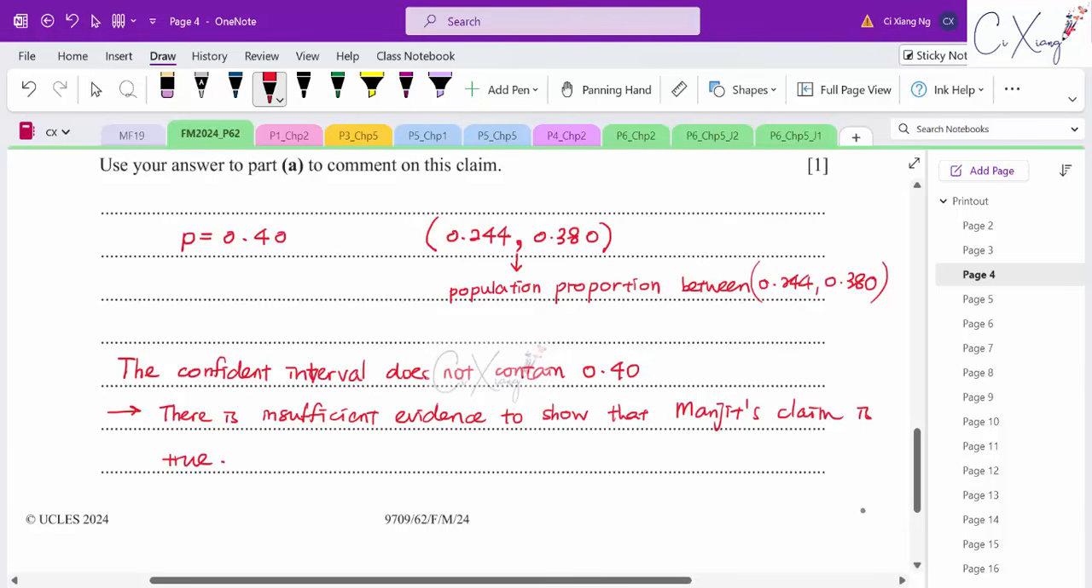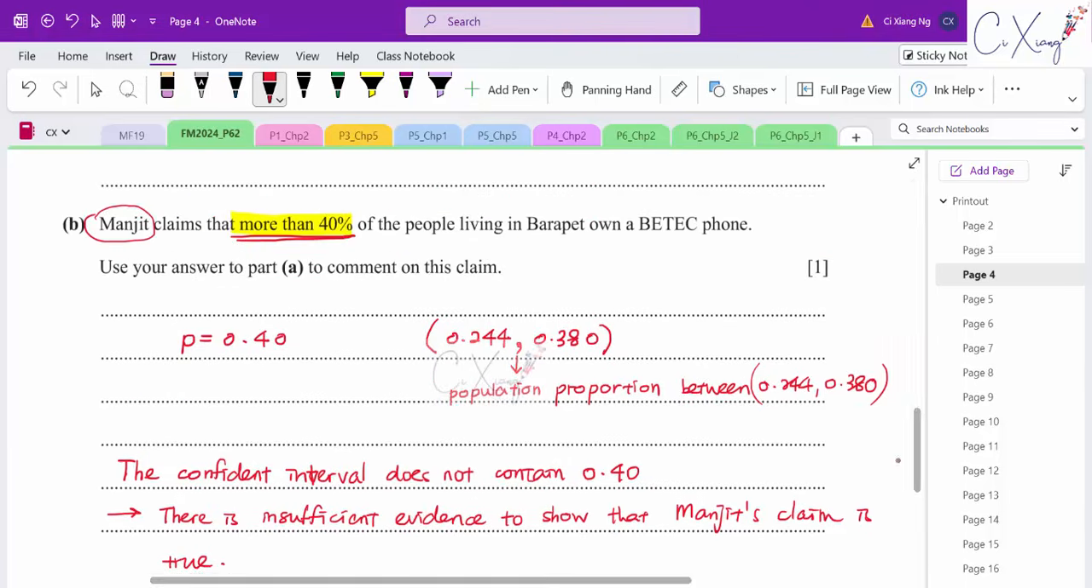If the value of the proportion in the claim is within the confidence interval that we have, then of course it is correct. But if the value is outside the confidence interval that we get, then basically the claim is not correct. So this is how we decide whether a claim is correct or not using the confidence interval. This is how we solve the question.